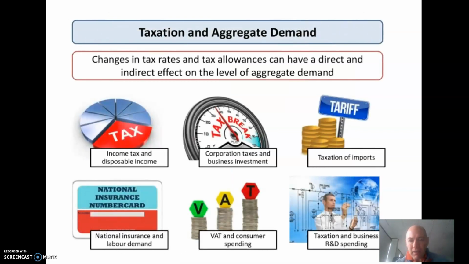Now, just in terms of this, what we need to be looking at, so we've looked at government spending, we also need to look at taxation. Remember, changes in tax rates and allowances can have both a direct and indirect impact. You guys have got to be confident that you know, pause the video if you need to, go back to your notes if you need to, which are the direct taxes, which are the indirect taxes.